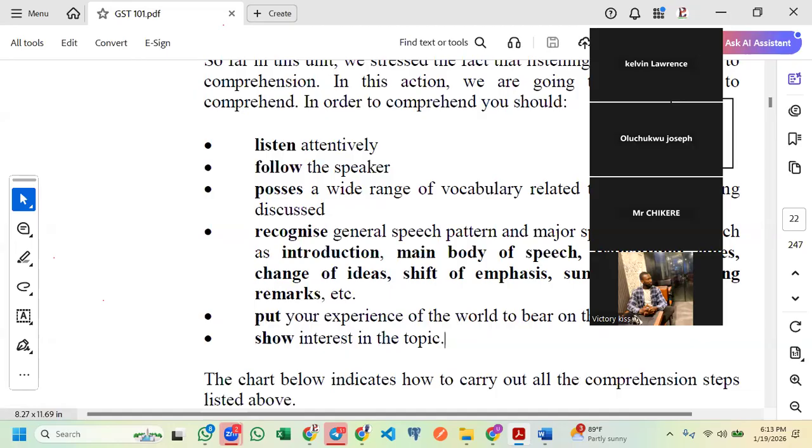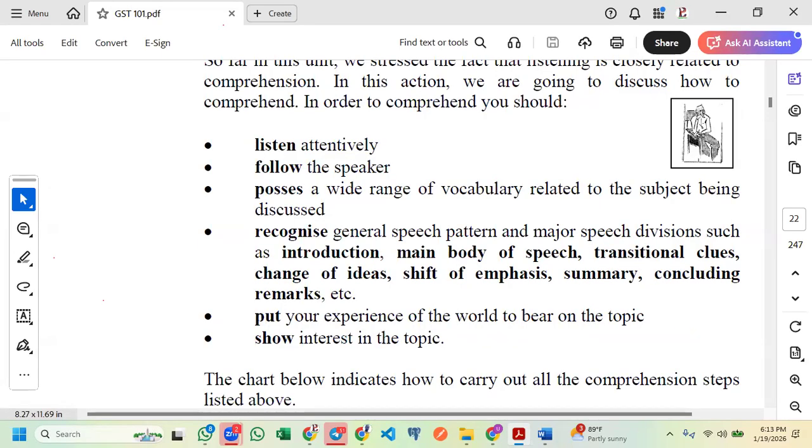Listen attentively. Follow the speaker. Possess a wide range of vocabulary related to the subject being described. General speech patterns and major speech divisions, such as introduction, main body of speech, transitional clues, change of ideas, concluding remarks. Put your experience of the world to bear on the topic. Show interest in the topic.